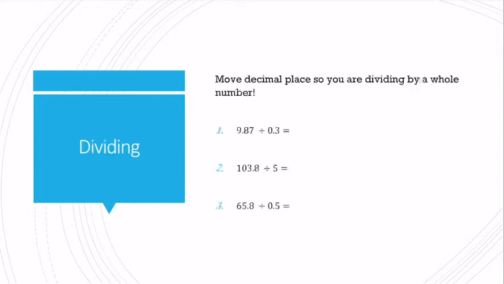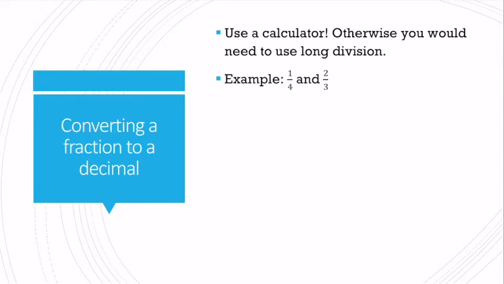When we're dividing decimals, one thing you can do is move the decimal place so you're dividing by a whole number. So for example, I could have 98.7 divided by 3, and that would be an equivalent answer. I just moved it 1 to the right. But for all of this, I'm going to want you to use a calculator, so you can check these on your own.